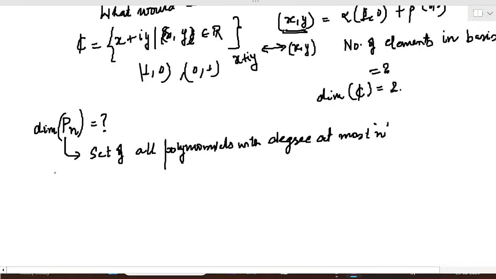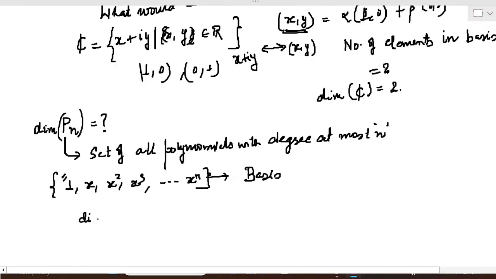Okay, so clearly, what would be the basis set? Basis set would be 1, x, x square, x cube, ..., x power n. You can generate any element from this. This will form your basis. So usually students get confused. They write n. The answer is n plus 1. Don't forget this: this is x raised to power 0. So what would be the dimension? Dimension would be n plus 1. I hope it is clear till now.